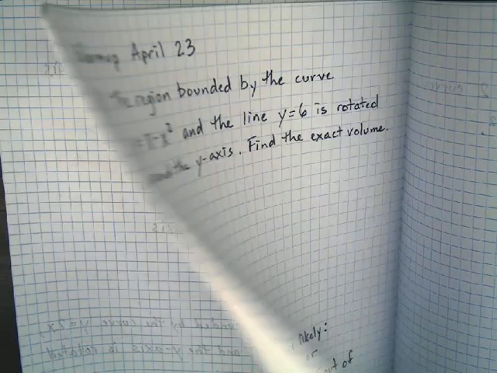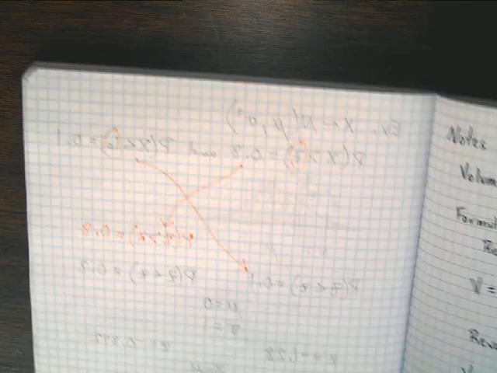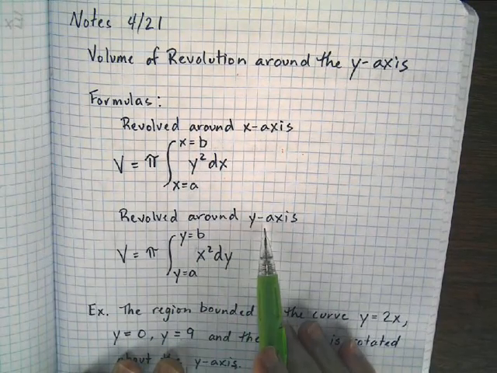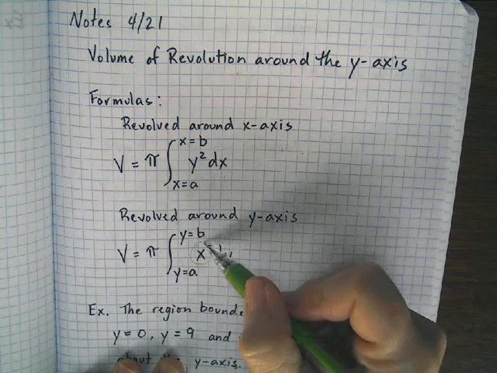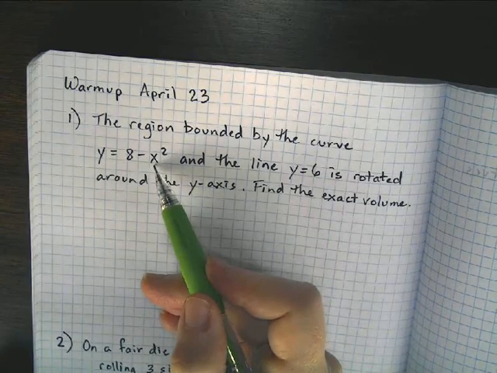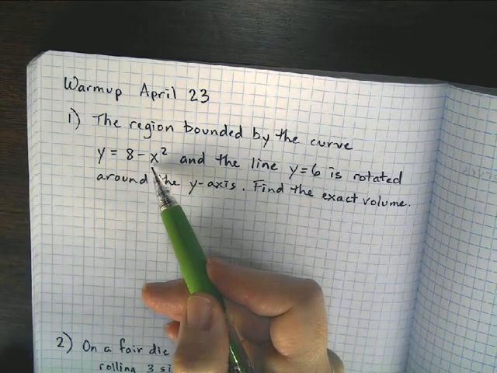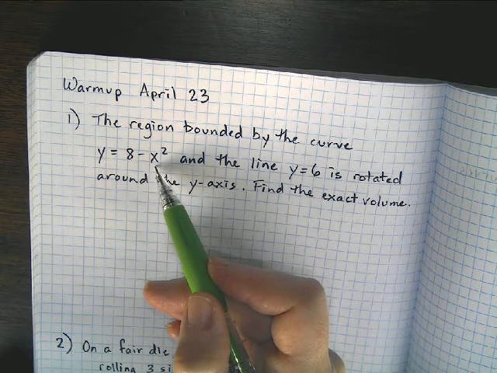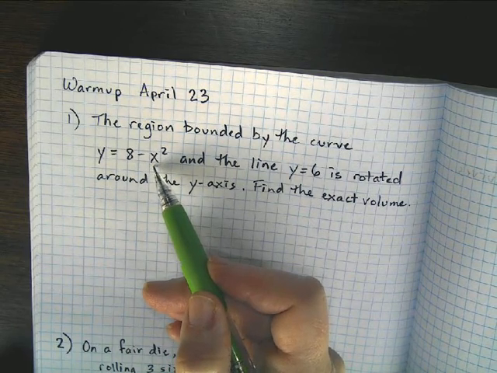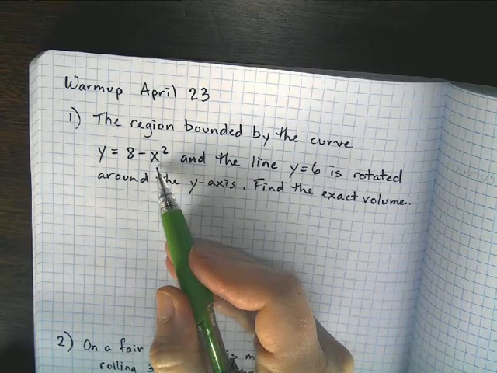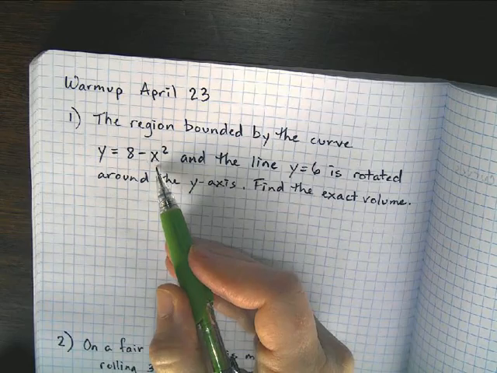And I want to point out something about the formula. If we are rotating around the y-axis, here it is, revolved around the y-axis, notice what wants to go in here. What wants to go in here is x squared. So since this function here has an x squared, all you have to do is isolate the x squared. Think about how you can get x squared by itself. You don't have to solve all the way for x in this case, because you're just going to be substituting in for an x squared. Just get x squared by itself, and then you're good to go with the formula.